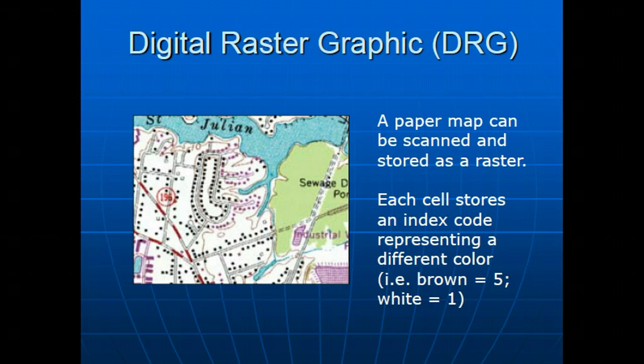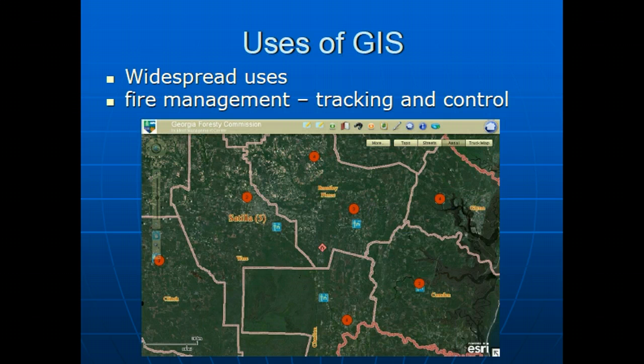Another type of raster is the digital raster graphic, or DRG. A paper map, such as the USGS topographic map, can be scanned and stored as a raster. Here, each cell stores an index code representing a different color. For example, brown equals the value 5, and white would equal the value 1.